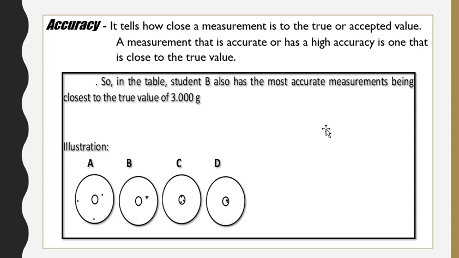So that is precision and accuracy. Take note, when you do measurements, you have to observe this precision and accuracy. So you have to consider these two. Now, aside from precision and accuracy, in doing measurements we also observe that there is always some degree of uncertainty due to experimental error.